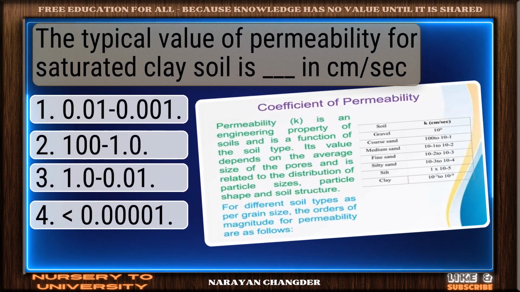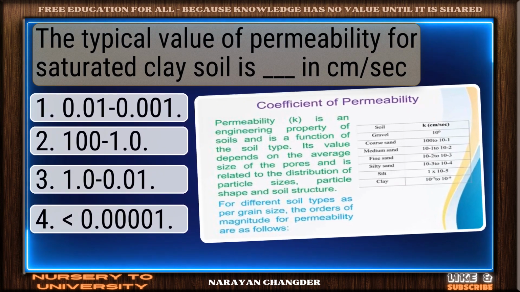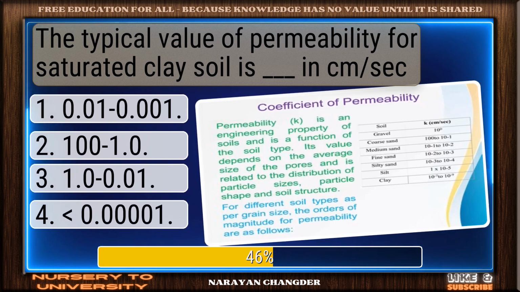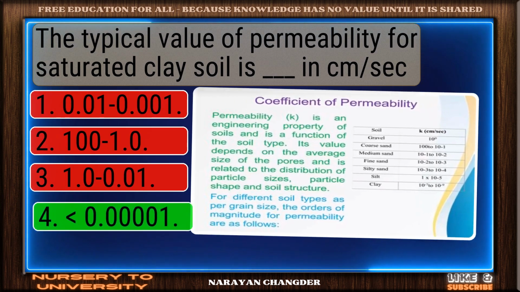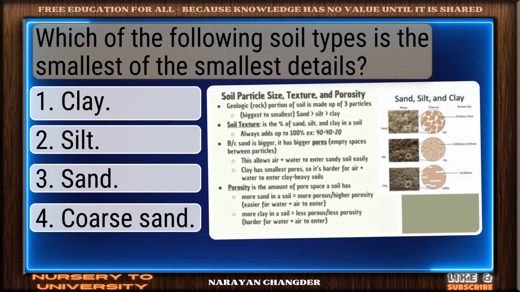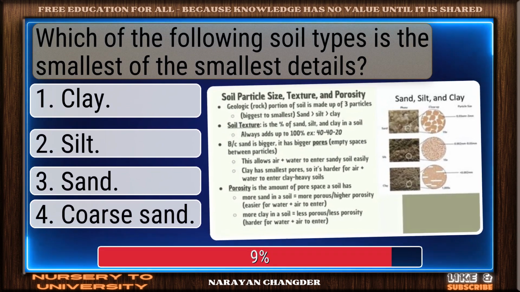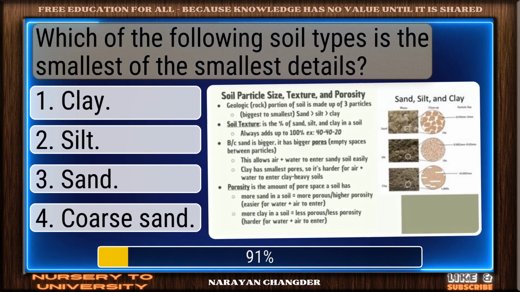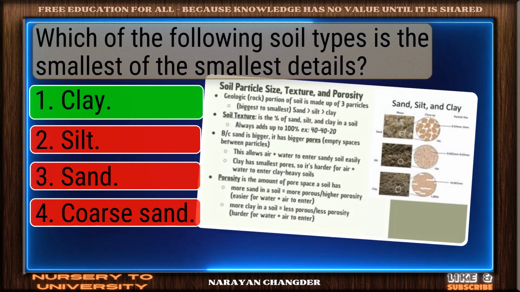The typical value of permeability for saturated clay soil is dash in cm per sec. Excellent. 0.1001 is a brilliant choice. Which of the following soil types is the smallest of the smallest details? Good job. Your answer, clay, works well here.